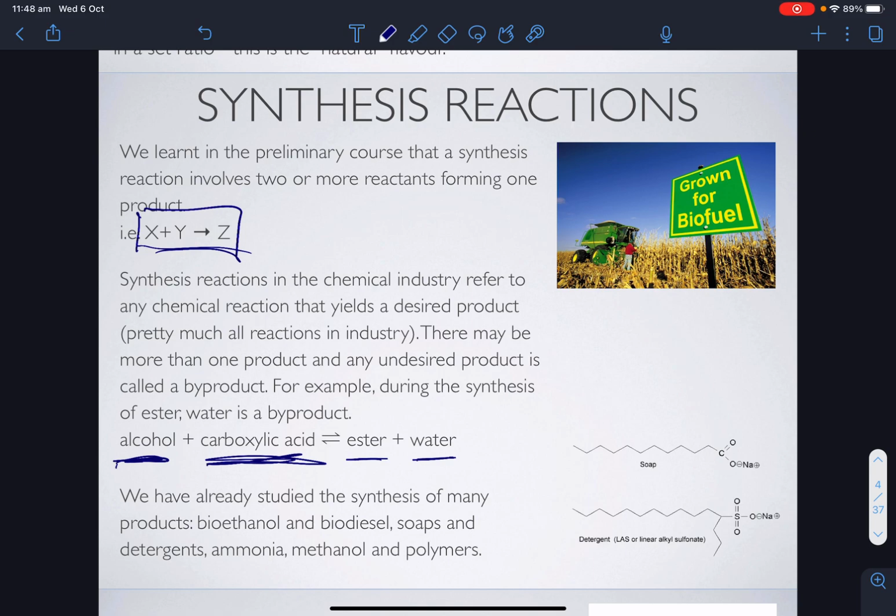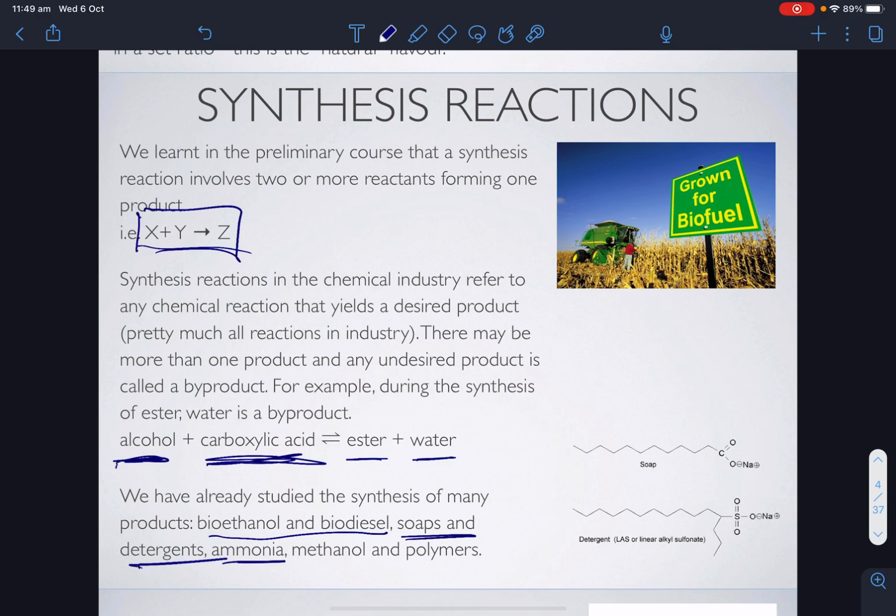Other ones we've studied, we've also talked about bioethanol and biodiesel, making those, and we've also talked about the environmental and social and economic impacts of those, so we've kind of already covered that. We've talked about making soaps and detergents. We haven't done it practically, but we talk about it.